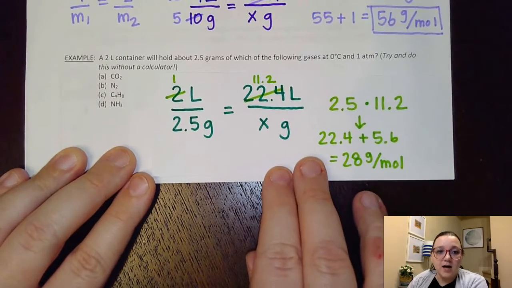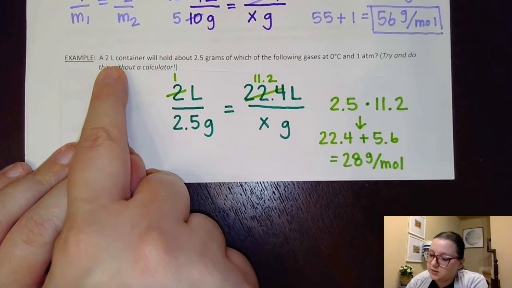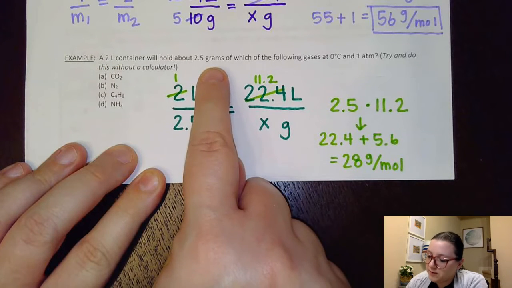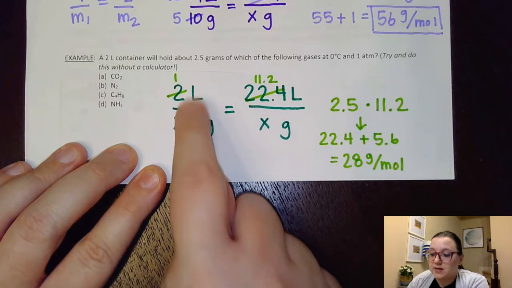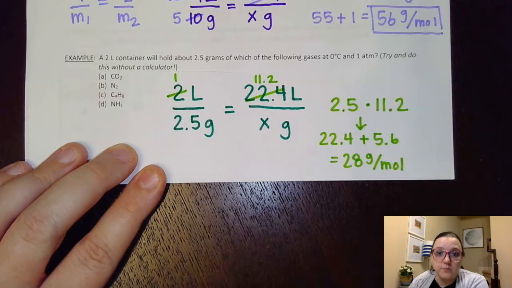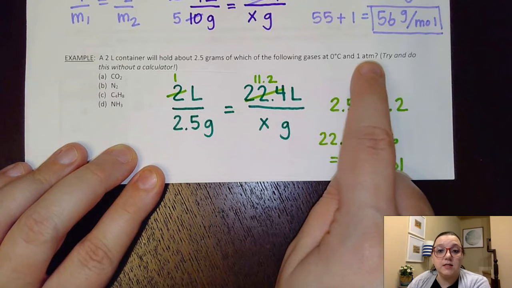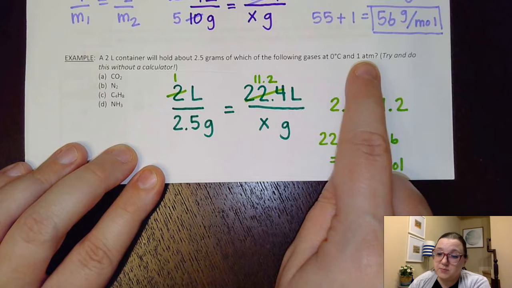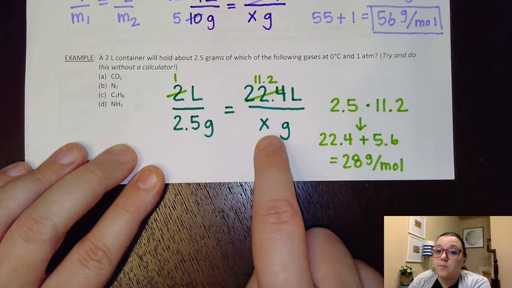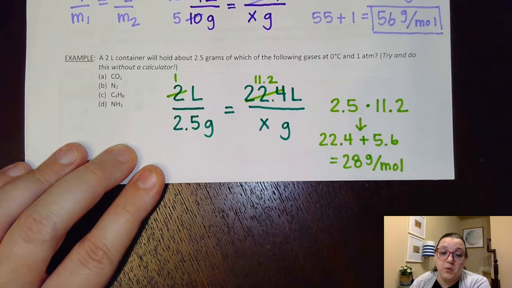All right, so I said, hey, it tells me I have a 2-liter container with about 2.5 grams of the gas. So I went ahead and set up that volume and mass ratio. Then I said, okay, it wants to know which of these gases I have. So again, I'm solving for molar mass, but they give me here that I'm at 0 degrees Celsius and 1 atmosphere. That's STP conditions, so I know that the molar mass would have a volume of 22.4 liters.